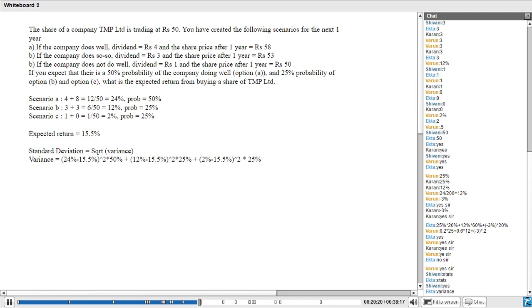So this is the same as saying the sum of return minus expected return, the square of it, into the probability of this return. So that is how we would calculate the variance.